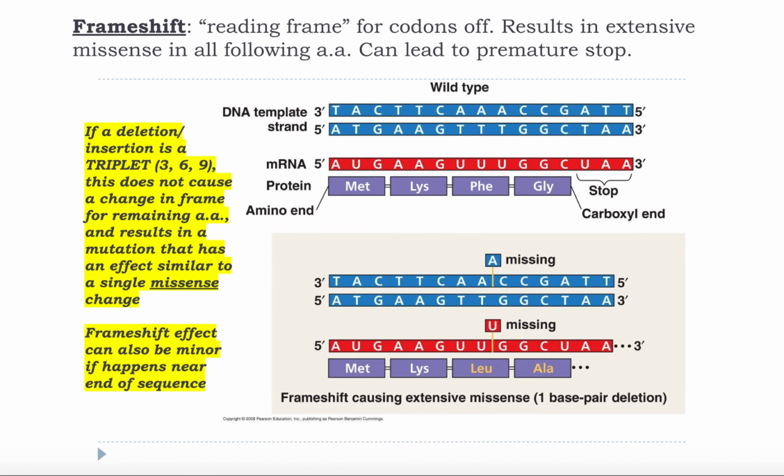Now, there are examples of insertions and deletions that lead to no frame shift. No frame shift will occur if you delete or add triplets, insertions or deletions of triplets, things in threes that end up not changing the codon. That can be a little bit confusing, so let me explain the codon reading frame.